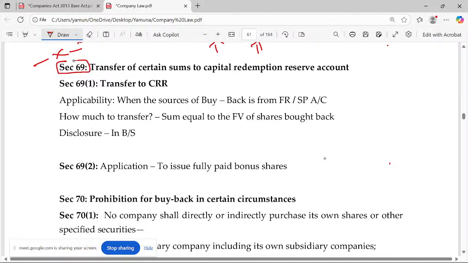Shall I go for section 69? Transfer of certain sums to the CRR account, capital redemption reserve account, when the source of buyback is from free reserves or securities premium account. What are the three sources of buyback? From free reserves, securities premium account, or from the proceeds of a fresh issue of shares. Leave the third category, because you're issuing the shares and you're going to buy back, so that's not an issue. But these two sources, free reserves and securities premium, are something which should be going to the shareholders.